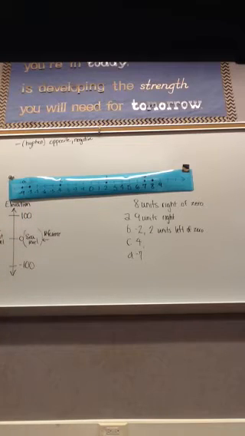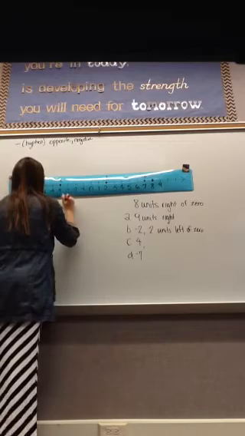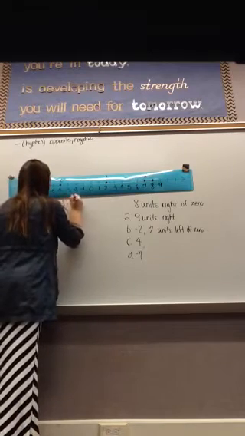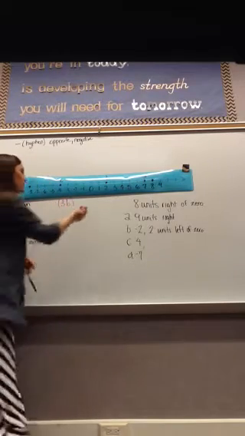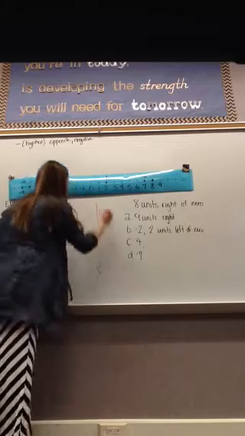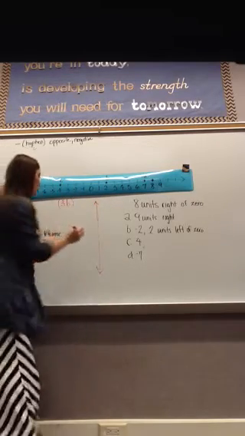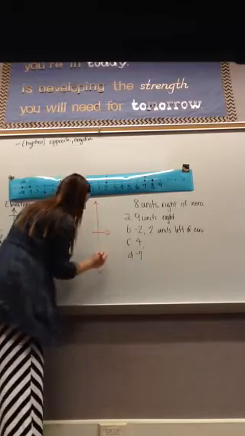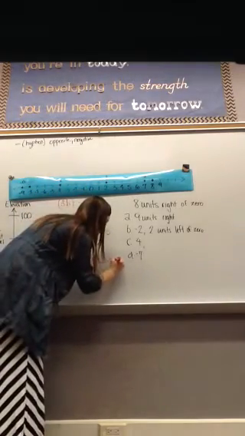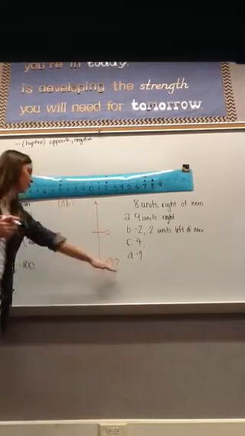Okay, moving to number 2. Actually, 3B, 32 degrees below 0. It used the word below, so again, I'm going to show that on a vertical number line. 32 degrees below 0. So here is 0, 32 degrees below 0, so I know it's negative.